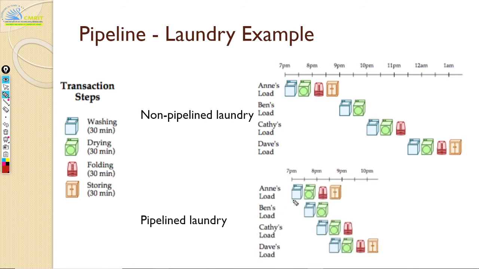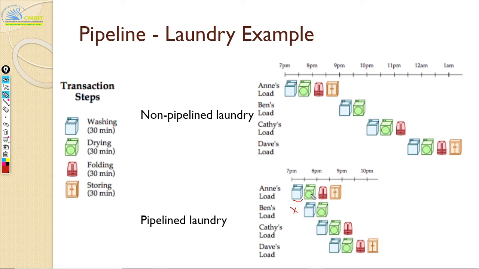So when Anne is done with her washing, Ben can start washing. Ben and Anne cannot wash at the same time. But when Anne is doing the drying, generally you have a washer separately and a dryer separately. I think now we have washing machines that do both, but in this example, if you go to a professional laundry service, you have a washer separately and a dryer separately.